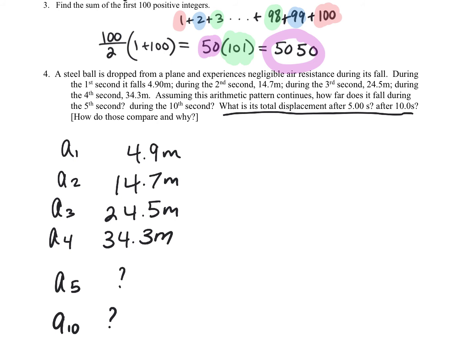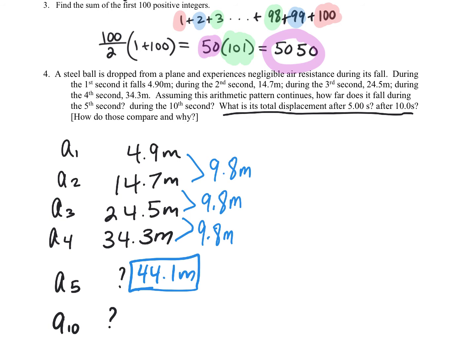What we have here is an arithmetic sequence. Every time, the distance we've fallen goes up by 9.8 meters. That 9.8 is our common difference. If I wanted to find the fifth term in my sequence, all I need to do is add 9.8 to 34.3, and we would get 44.1 meters. While we have this sequence in front of us, it's easy to add on recursively, right? Add 9.8 to the previous one. But finding the 10th, I think we're better off using our formula.